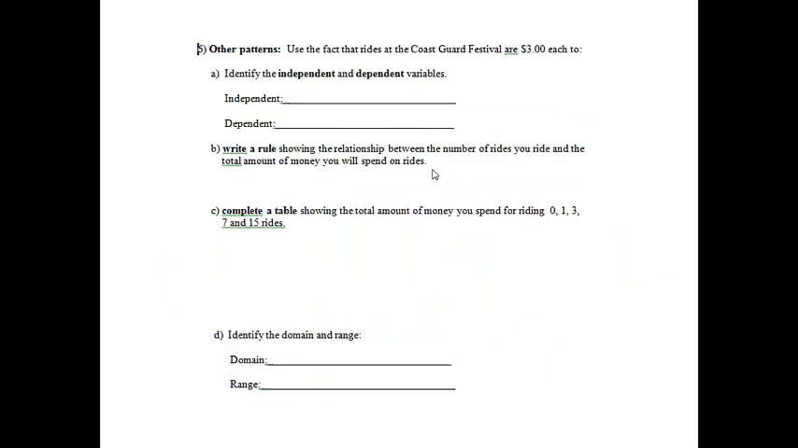Number 6, other patterns. Use the fact that rides at the Coast Guard Festival are $3 each to, first of all, identify the independent and dependent variables. So first of all, what do I totally have control over? I have the total control over how many rides. So I'm just going to put my independent will be the number of rides. Okay, my dependent, what's going to depend on that? It will depend how much I have to pay. So cost I will pay.